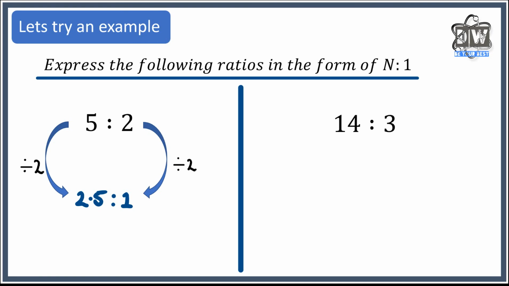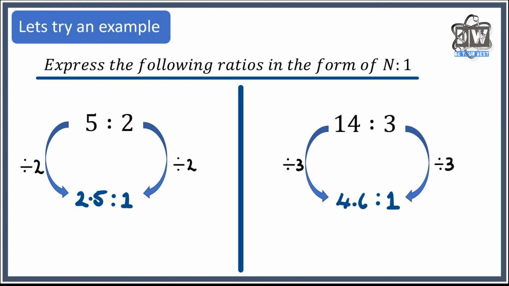So we're making this back number here into 1. So let's do that now. We're going to divide it by 3. 3 divided by 3 gives us 1. And whatever we do to that side, we have to do to the other side. So 14 divided by 3, we're going to end up with 4.6 recurring. So just remember that recurring means it's 4.66666666. So therefore we put 4.6 recurring.